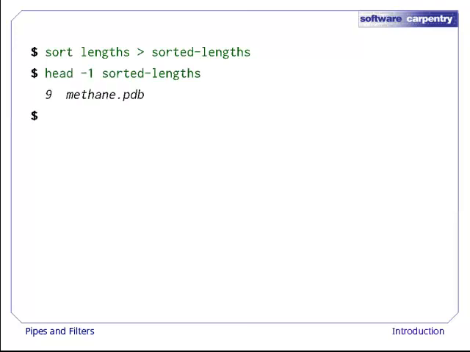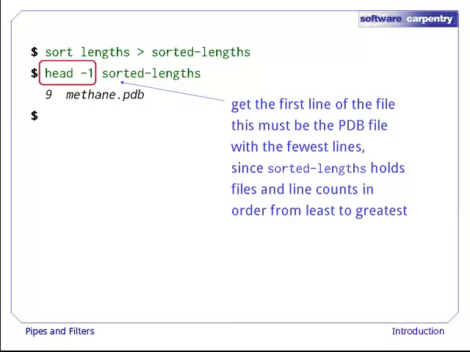And now we can run another command called head to get the first few lines in sorted-lengths. Giving head the argument -1 tells us that we only want the first line of the file. -20 would get the first 20, and so on. This must be the file with the fewest lines, since sorted-lengths holds files and their line counts in order from the least to the most.